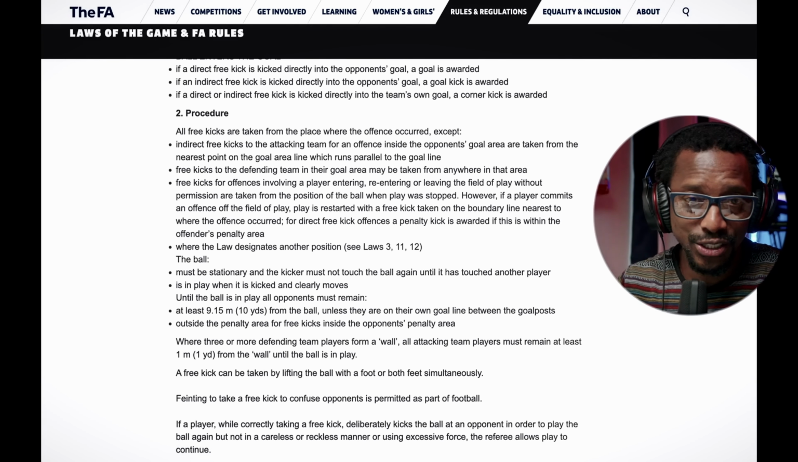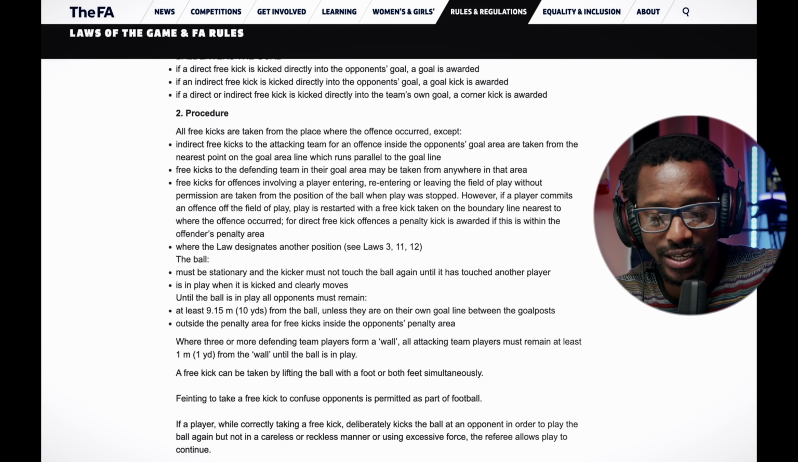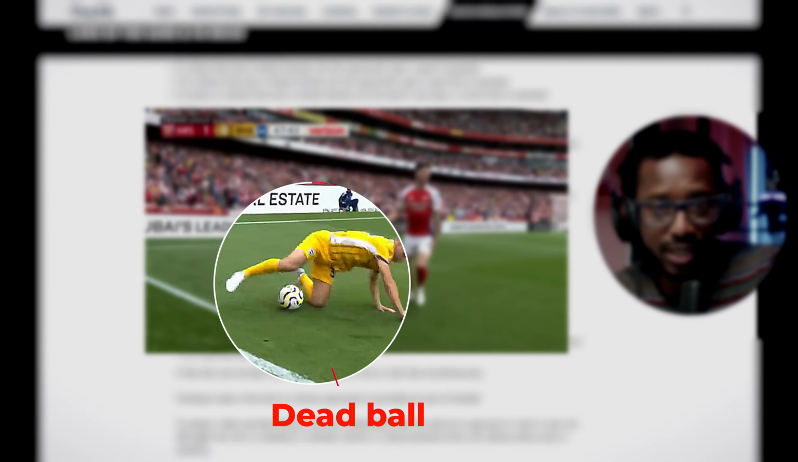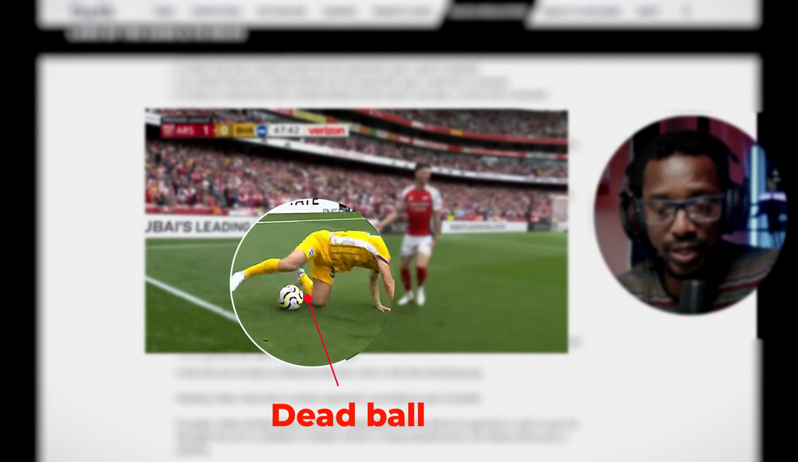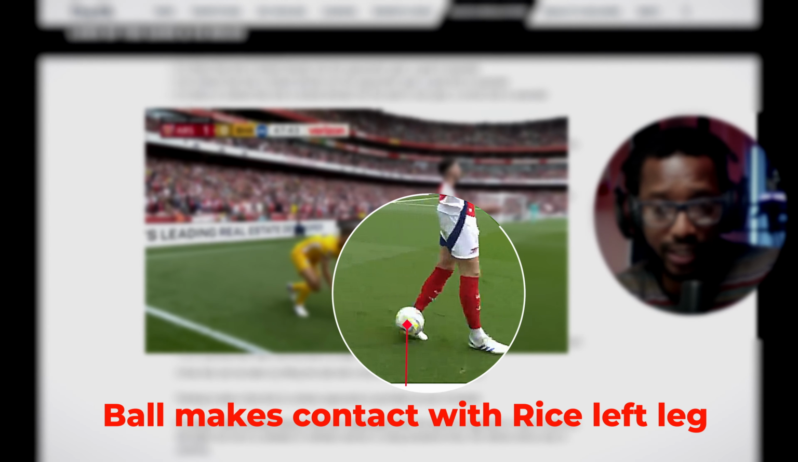I just wanted to jump into this real quick. It's ridiculous, but I want to talk about the laws of the game, like the FA rules. This is based off of the red card that was given, the second yellow, which then turned into a red card that was given to Declan Rice in the game versus Brighton over the weekend.